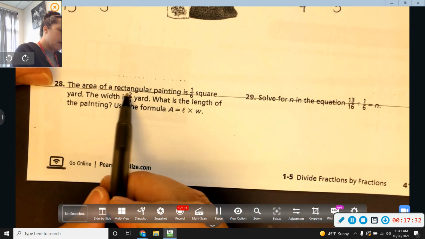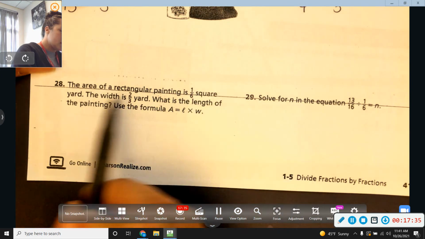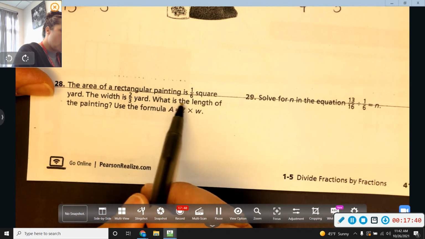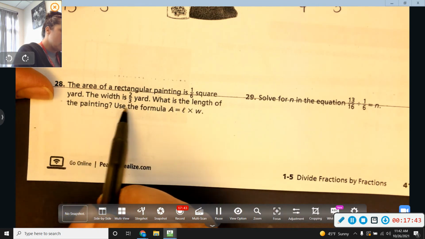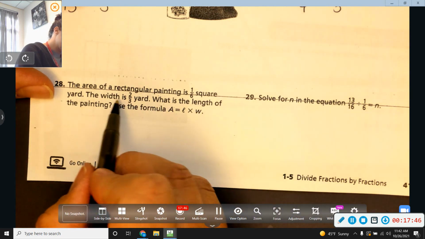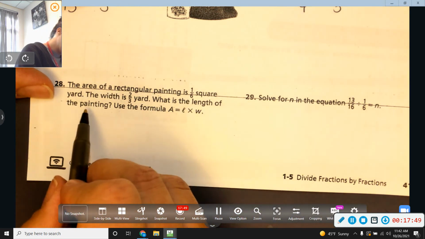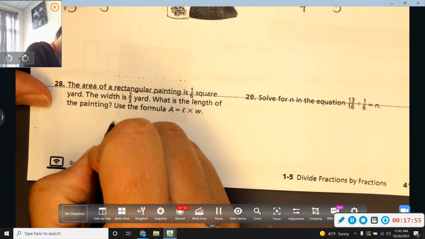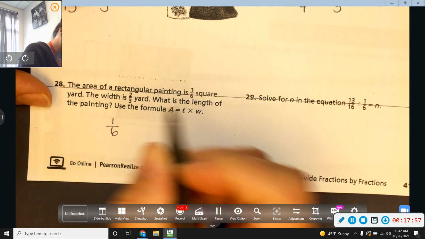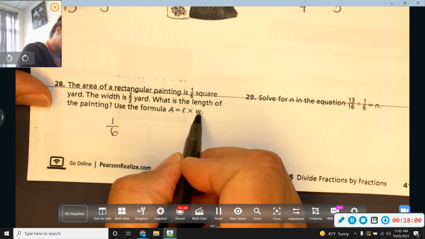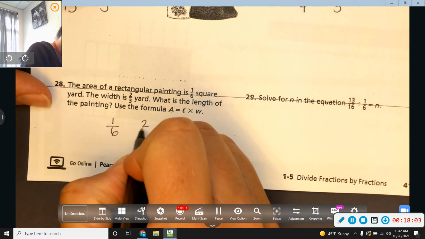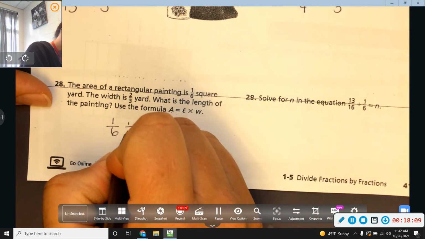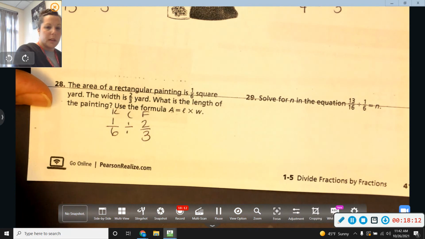28. The area of a rectangular painting is 1/6 square yard. The width is 2/3 yards. What is the length of the painting? Use the formula to help. So this is saying that we have the area is 1/6, and we have the width is 2/3. Okay? And we are going to divide these. So keep, change, flip. Okay?